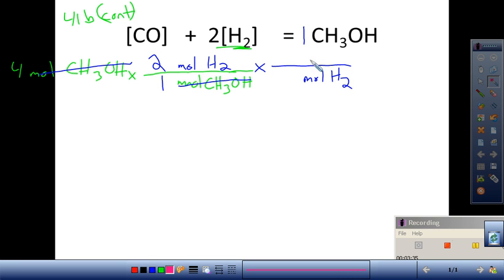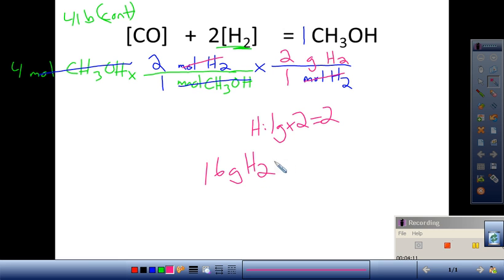Now I can always go grams to moles or moles to grams. When I go moles to grams, that's molar mass. It's the mass of 1 mole. I go to the periodic table. Hydrogen is 1 gram. I have 2 of them, so I have 2 grams of H2. Cross off my like units. I'm in grams of H2. The question said how many grams of reactants, so I know I'm done. I multiply straight across. So I have 16 grams of hydrogen.